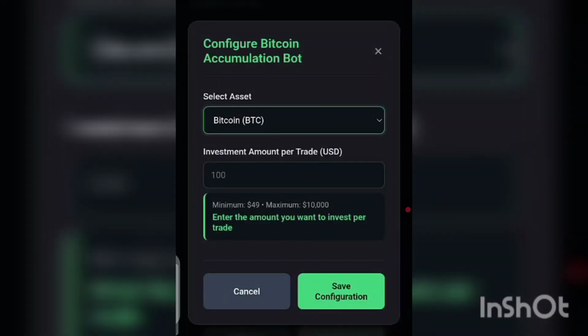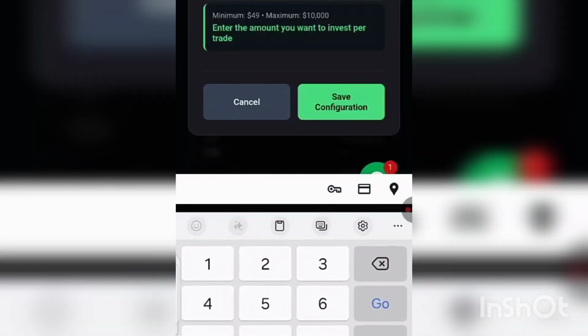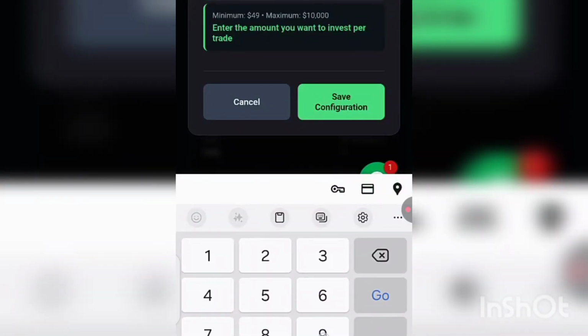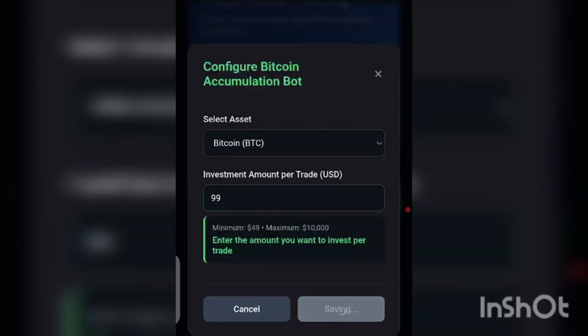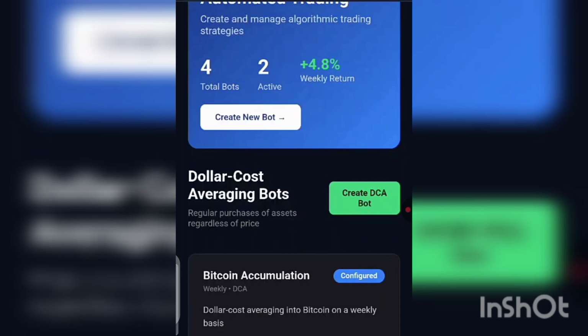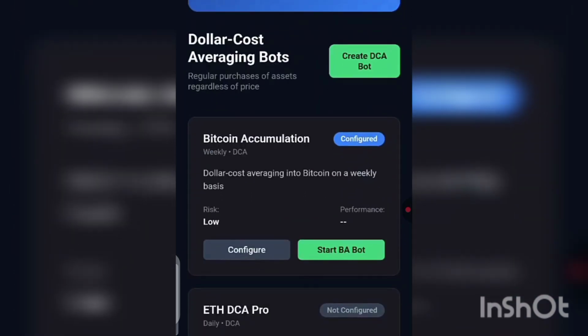Then you select Bitcoin. Once you have selected Bitcoin, you put the amount. So I'm going to be inputting 100 USDT here. Since I have 100 USDT. And one good thing about this particular bot is that it doesn't trade when the market is not stable. It doesn't trade when there are waves in the market. So you can see I selected 99 and I left 1 USD.